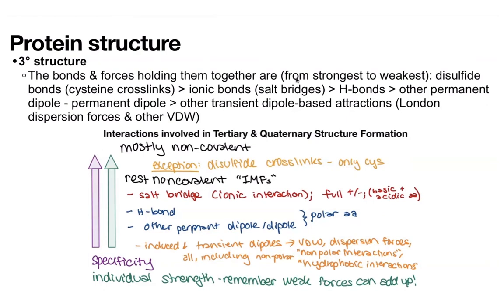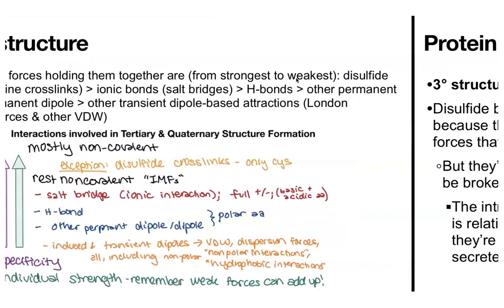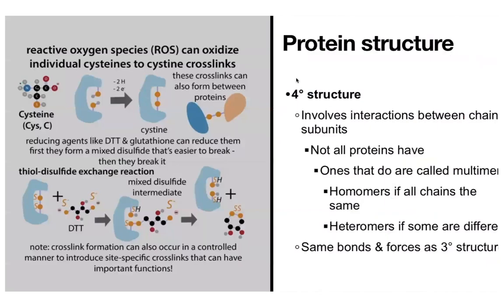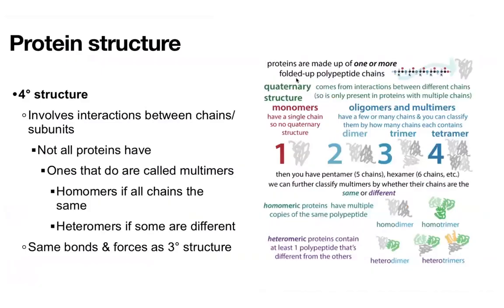And then we have those induced and transient dipoles, our van der Waals, our nonpolar interactions, our hydrophobic interactions, whatever the heck you want to call them. Those would be the weakest. And remember that individually, these are all weak, but collectively, they're strong. The same types of interactions are going to be involved with quaternary structure, except that here the interactions are going to be taking place between protein chains.